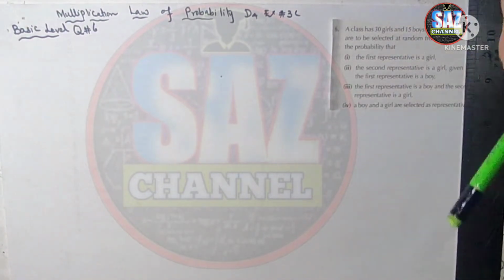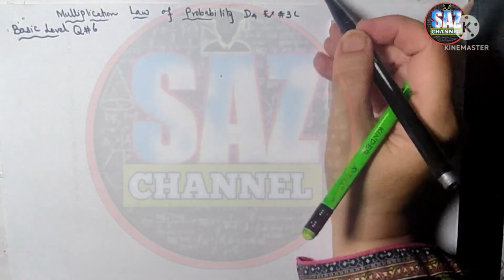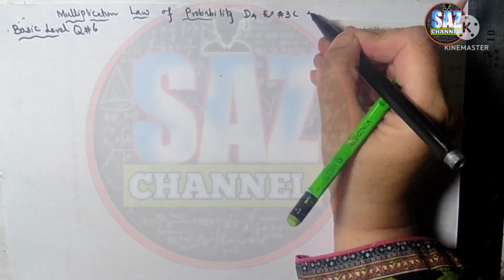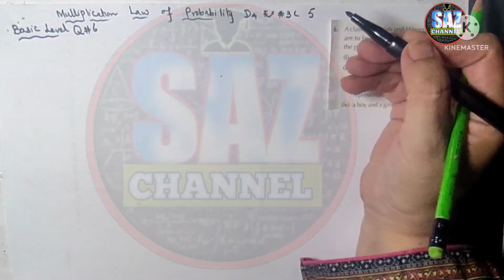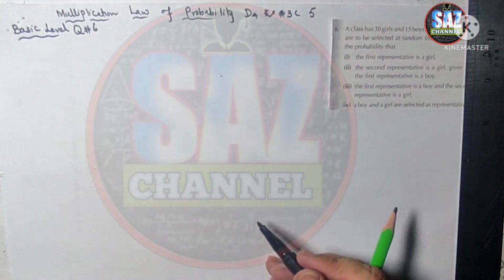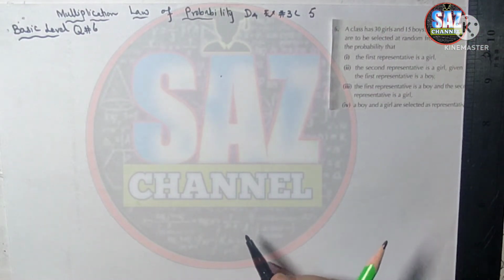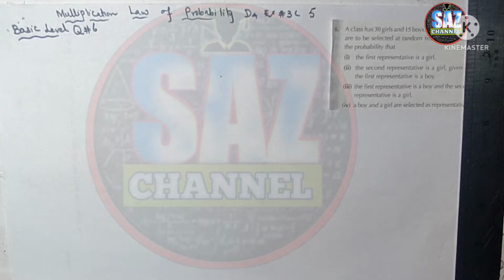This is my fifth lesson of D4 chapter number 3, exercise 3C, that is about the multiplication law of probability and independent events, and the exercise is about conditional probability. How to understand what is conditional probability?